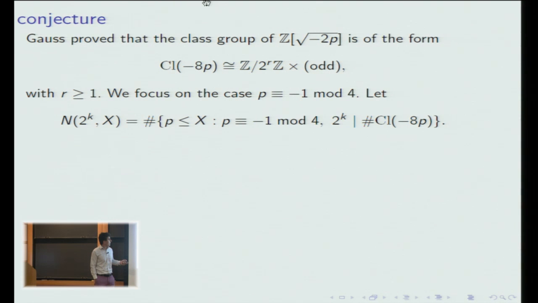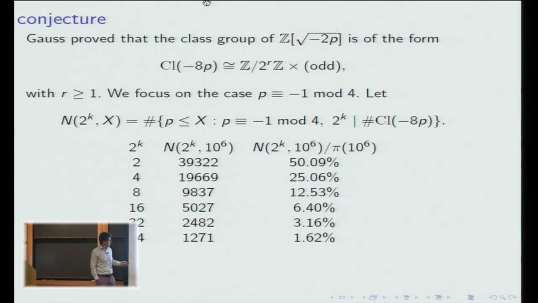And so we're going to count primes up to x that are minus 1 mod 4, for which some specific power of 2, 2 to the k, divides the class number. And so if you do some numerics, you see a table like this. So you see approximately half the prime numbers are minus 1 mod 4. Those primes for which 4 divides the class number occur about 1/4 of the time, for which 8 divides the class number about 1/8 of the time. So it's pretty clear from the evidence that the conjecture should look something like this. Okay, so the density of prime numbers that are minus 1 mod 4 and for which 2 to the k divides the class number should be 1 over 2 to the k.